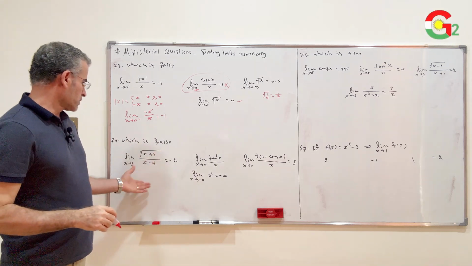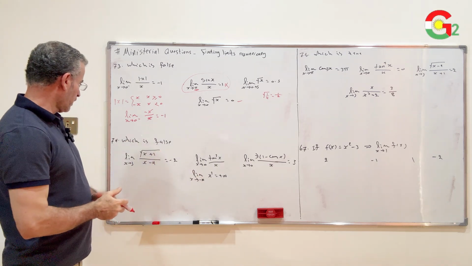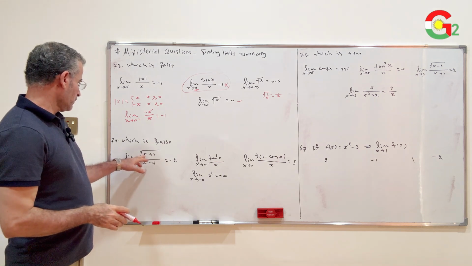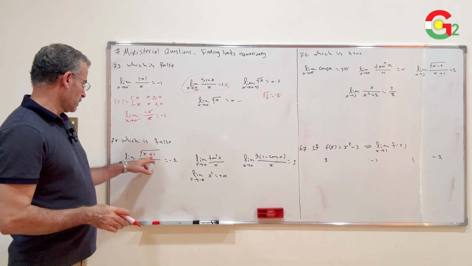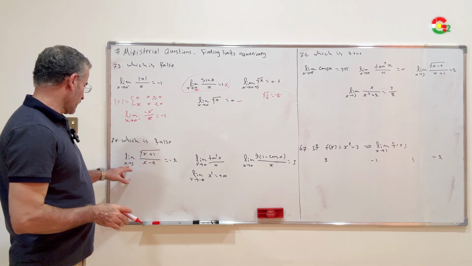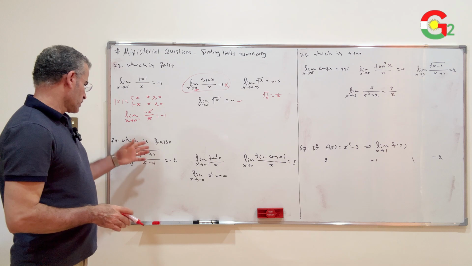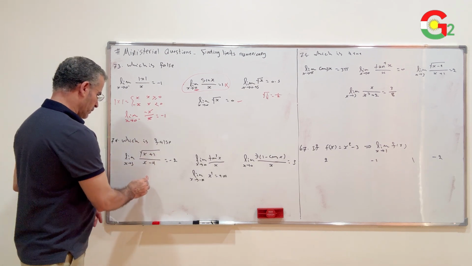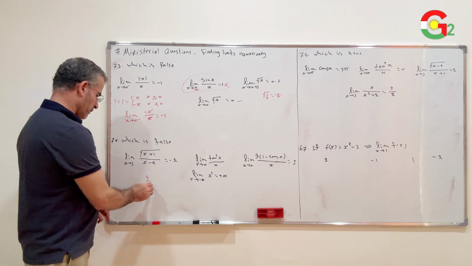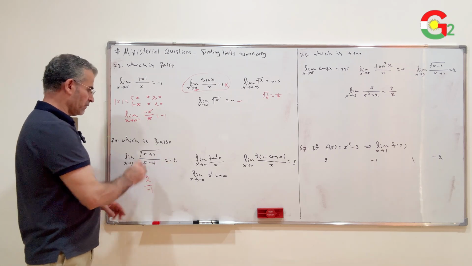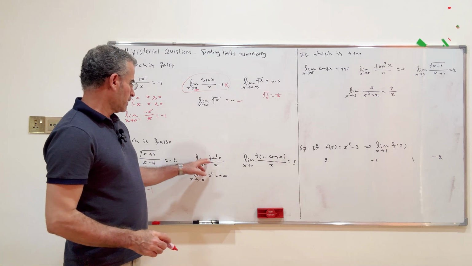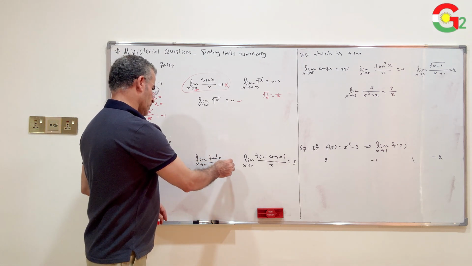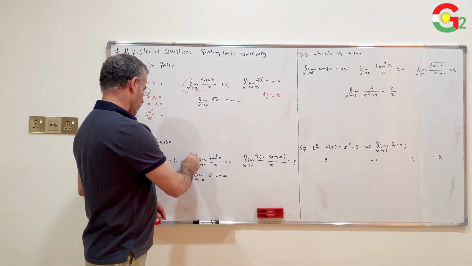Question 74, which of the following statements is false? The limit of (square root of x plus 1) over (x minus 4) when x approaches 3. Substitute directly: 3 plus 1 is 4, square root is 2, over 3 minus 4, which is negative 1. The answer is negative 2. It is true. The limit of tan squared x over x when x approaches 0 is 0. It is true also.